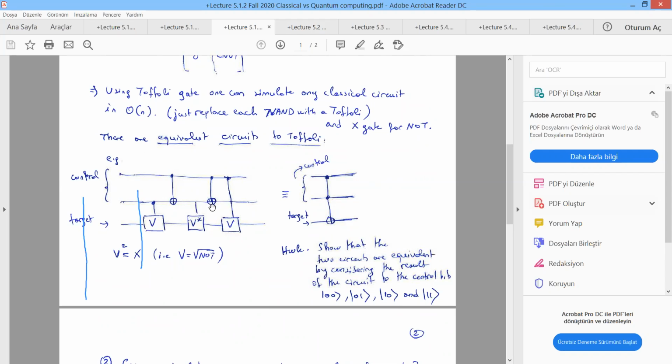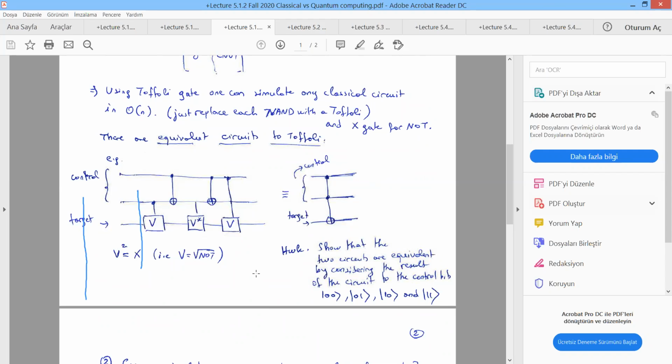So this circuit simulates Toffoli. These are equivalent. So if you want to build this Toffoli in a quantum system using unitary gates, this is the way to construct it.